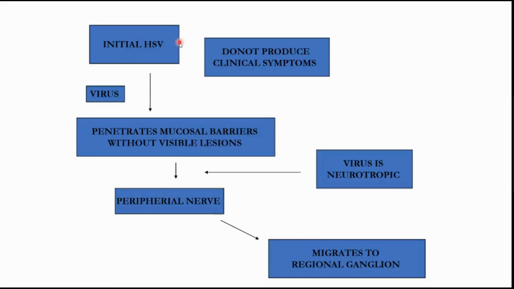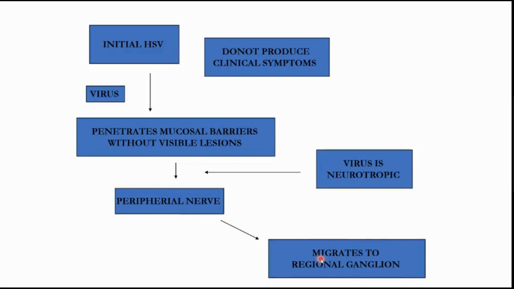So whenever there is an initial herpes simplex virus infection, it doesn't really produce any clinical symptoms, okay? The virus will just penetrate the mucosal barrier without causing any visible lesions, okay? But then the virus will become neurotropic. What is the meaning of neurotropic? Through the peripheral nerves which are present near the lesion, it will go to the regional ganglion. You can say migrate to the regional ganglion, and it resides there in a latent form.